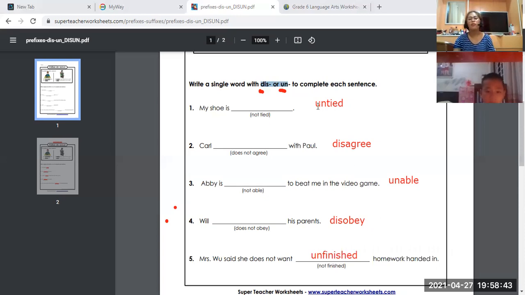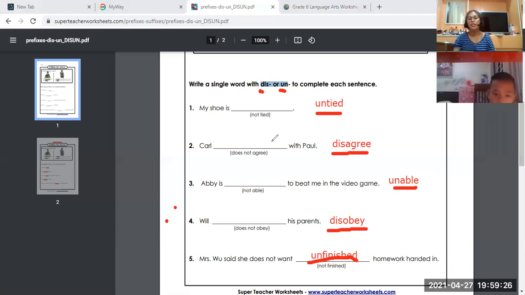Please read the word. Untied. Untied. Disagree. Unable. Disobey. Unfinished. Okay, dis, un, and an, they are all prefixes.